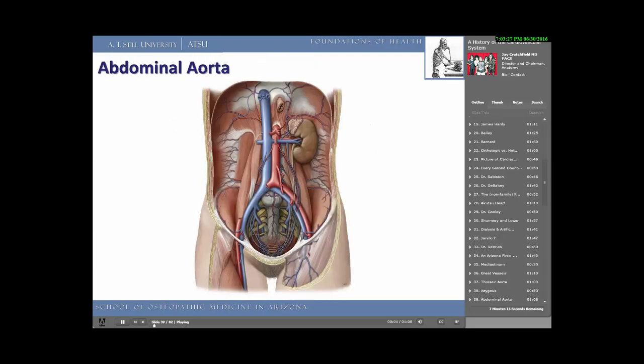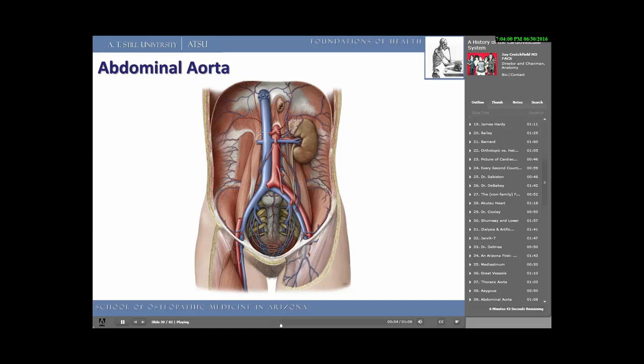So as we continue our study of the circulatory system, eventually the aorta leaves the chest and enters the abdomen through what's called the abdominal aorta. Here you can see the abdominal aorta in red, and immediately adjacent to it is the inferior vena cava. The abdominal aorta eventually divides just at about the level of the belly button into the right and left common iliac arteries. These common iliac arteries then give way to an external iliac artery and an internal iliac artery.